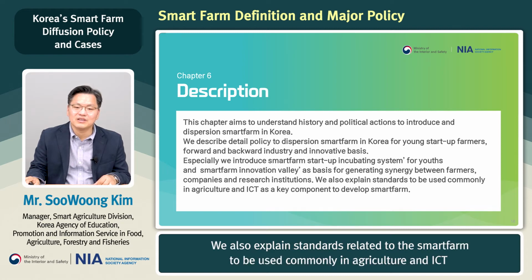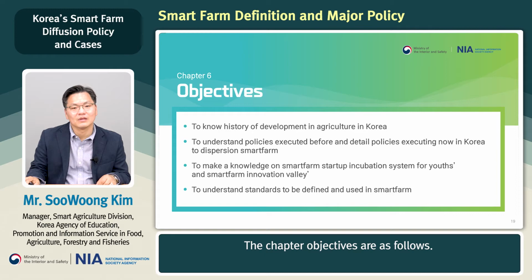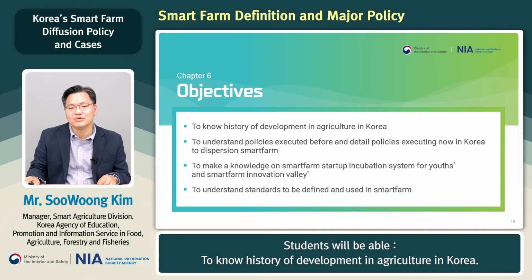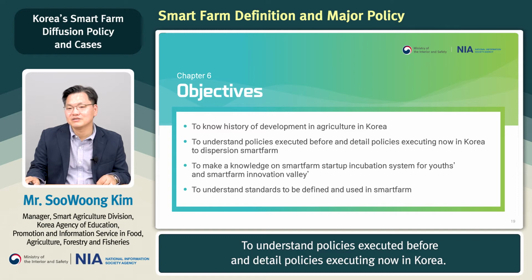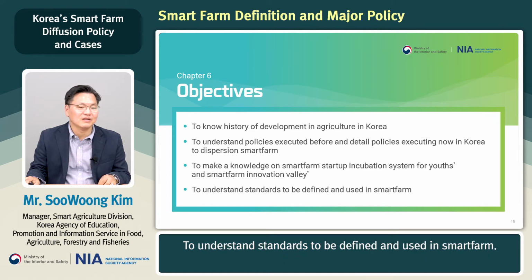We also explain standards related to smart farm, to be used commonly in agriculture and ICT, as a key component to develop smart farm. The chapter objectives are as follows. You will be able to know the history of development in agriculture in Korea, to understand policies executed before and detailed policies being executed now in Korea, to gain knowledge of the Smart Farm Startup Incubation System for youth and Smart Farm Innovation Valley, and to understand standards to be defined and used in smart farm.